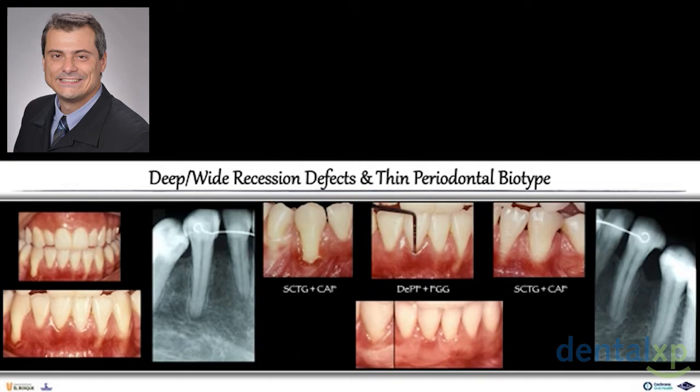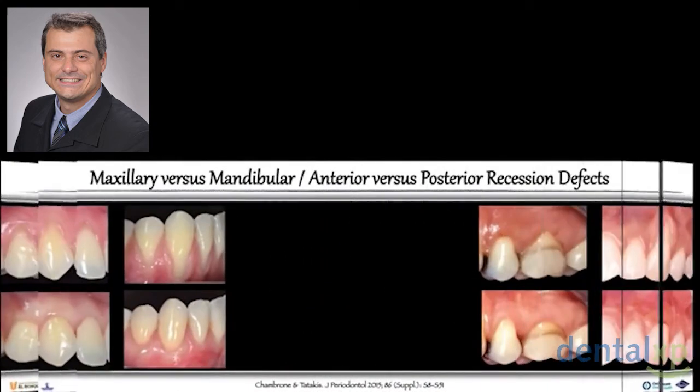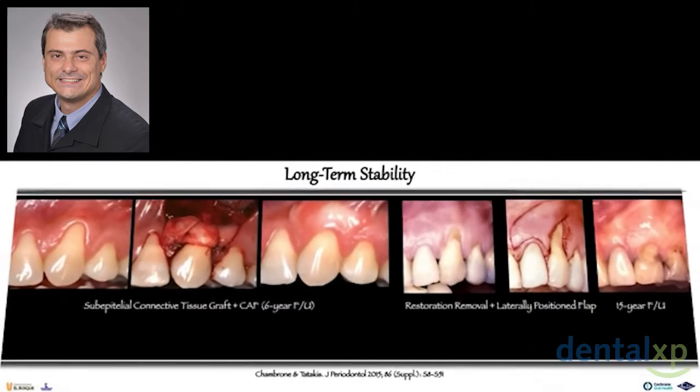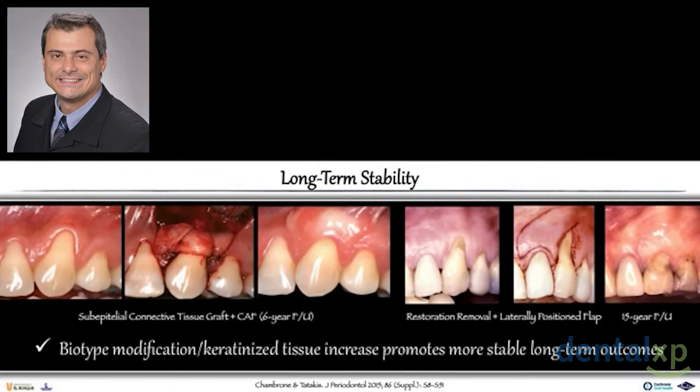In terms of the location of the recessions, it doesn't matter if we're treating a maxillary or a mandibular recession, or an anterior or a posterior defect. All of these defects may be equally benefited by root coverage. However, keratinized tissue gain can be superior in the maxilla, but we should account that such outcome is irrelevant in clinical terms. Moreover, long-term stability is associated to biotype modification or a keratinized tissue increase of the area.